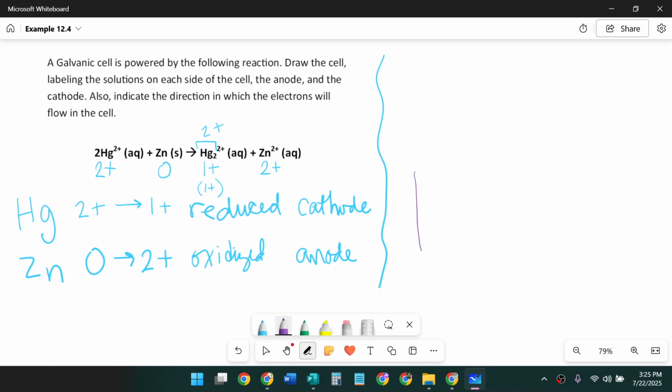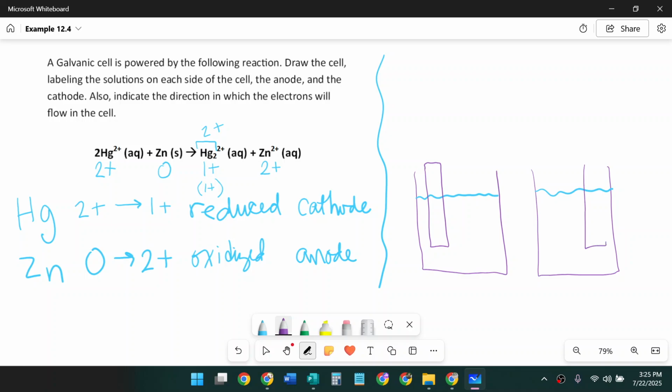I'm going to change color because I want to use the blue for my water. All right, so here's my solution in the 2. And I'm going to go ahead and draw an electrode in each. So here's an electrode in this one, and here's an electrode in this one. All right, so do we have anything solid in the reactants? Yes, the zinc is solid. And let me go ahead and label anode and cathode.